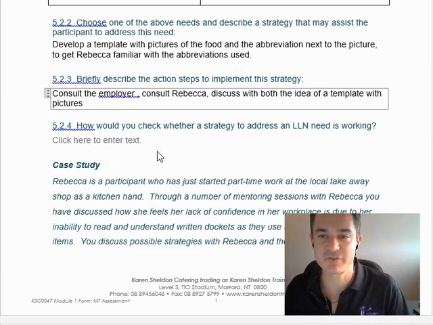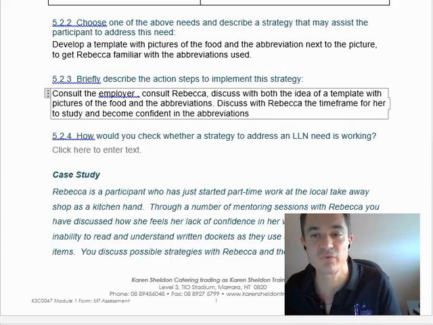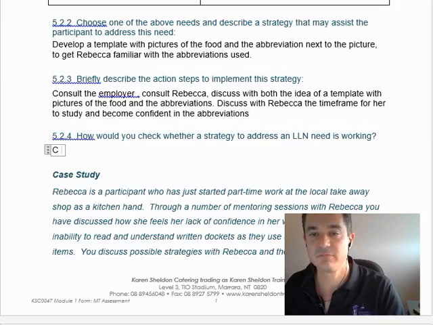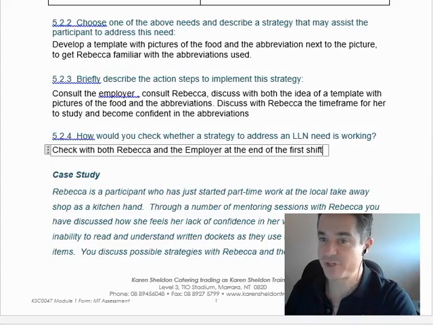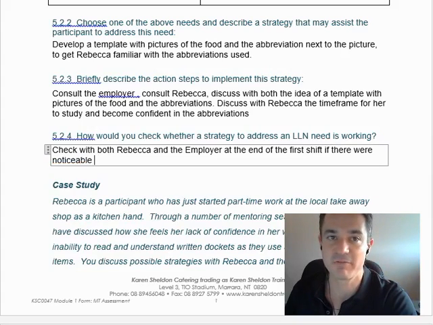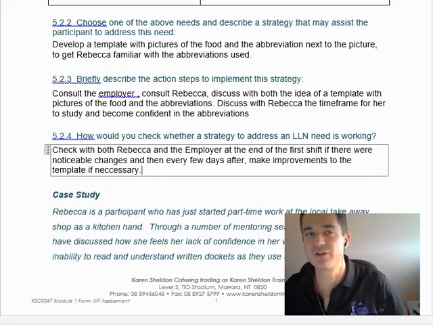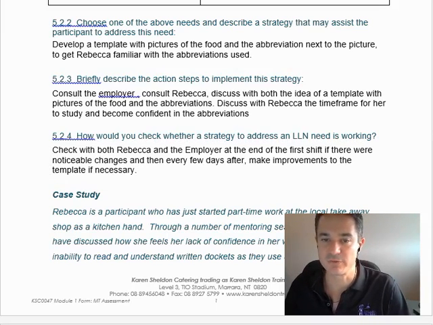How would you check whether the strategy to address the LLN need is working? Obviously, whatever you would do, consult the employer, consult Rebecca. How would you plan to meet with them or find out whether things are going well at the end of a shift, or the first shift, or if you do it on a weekly basis. Whatever the actual need that you're addressing, give some time frames of when you would actually touch base with whom to ensure that it was working.